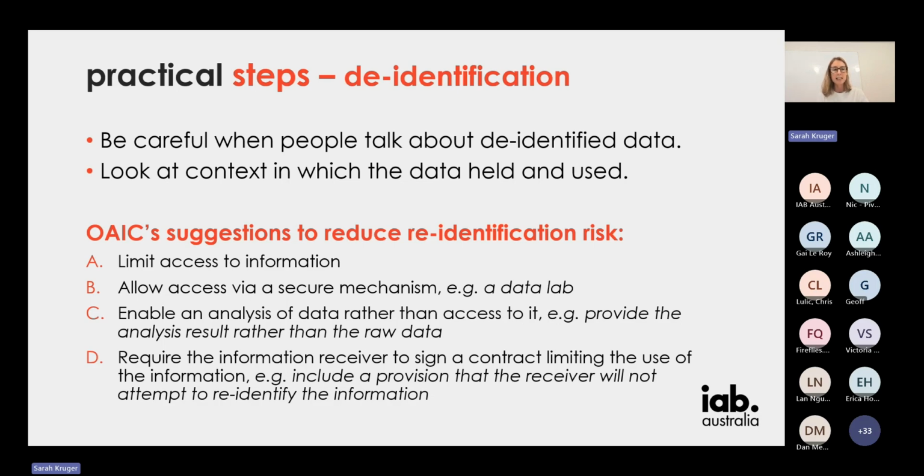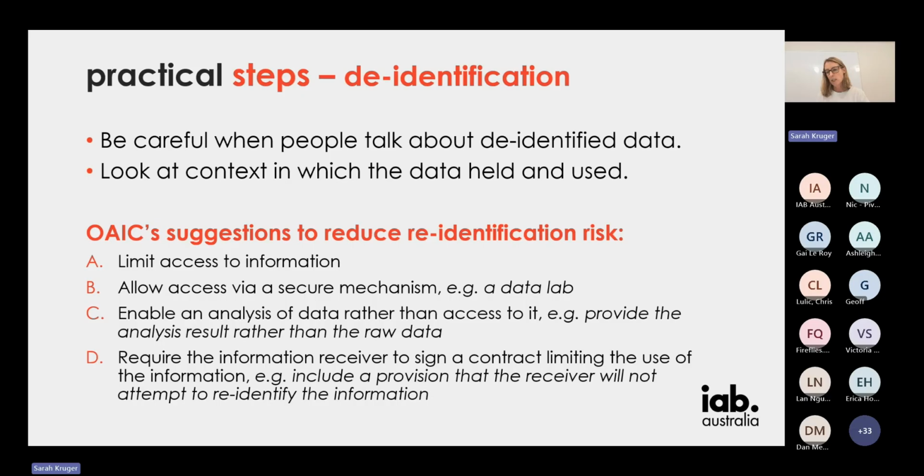Don't collect stuff you don't need. Allow access via a secure mechanism, like a data lab, for example. Enable analysis rather than accessing the data, so you provide the result rather than the raw data. So that can help, although remember, if it is capable of re-identification, that could still be problematic, but it should help. And then just some practical commercial steps.